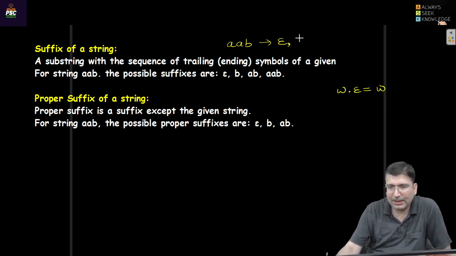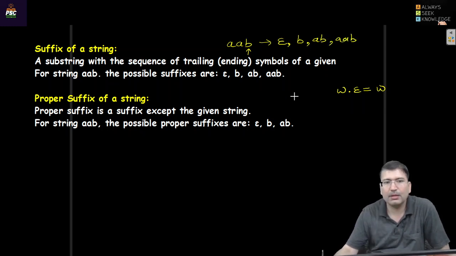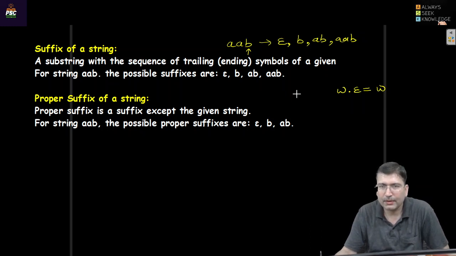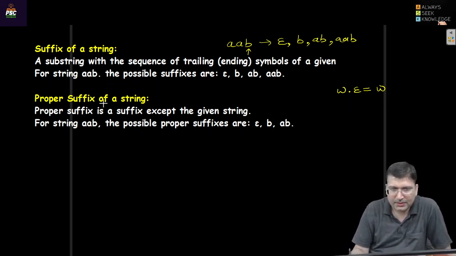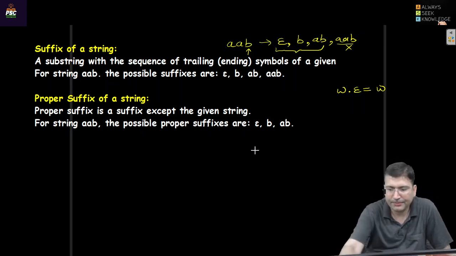If you want to find the one length suffix, then it will be B, because we have to start the suffix from the end symbol of the string, so that is B. So B is one length. Then you can consider AB, because B has to be there, so AB is the two length, and then AAB is the three length suffix of the given string. Now proper suffix will not contain the full string, so the rest of the strings will be part of the proper suffix of a given string.